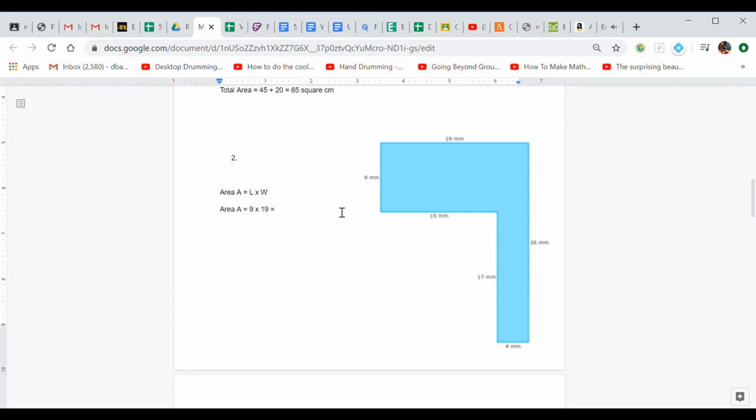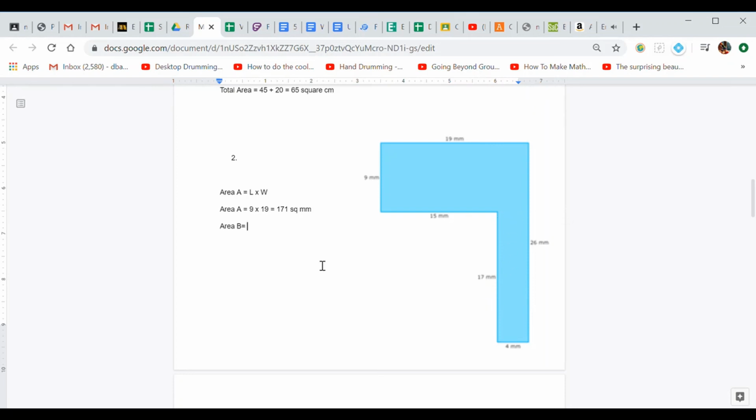Okay, in my head, 9 times 9 is 81, 9 times 10 is 90, so 90 plus 81 is 171. And that's going to be square millimeters. Area B is going to be down here.